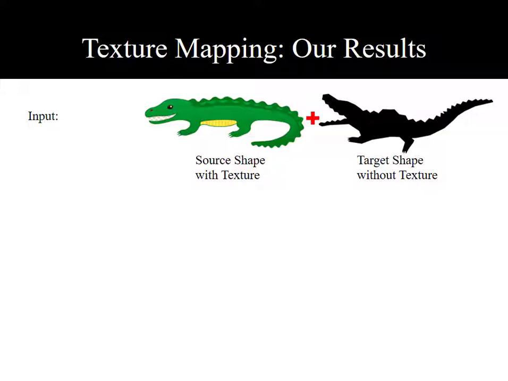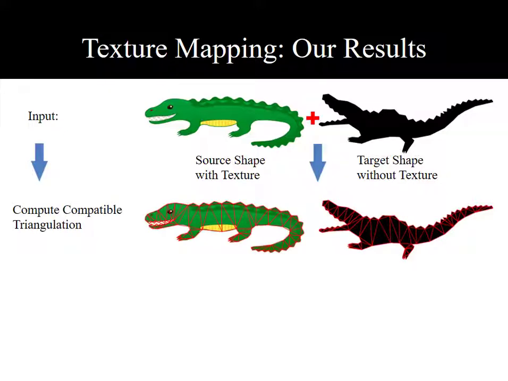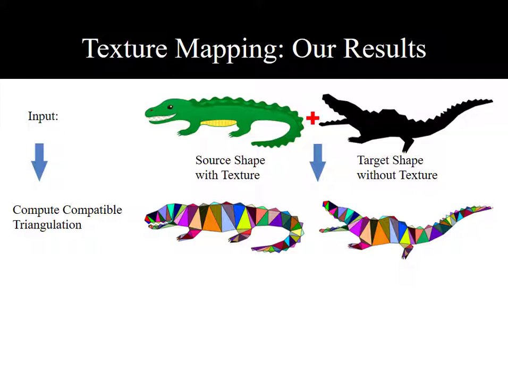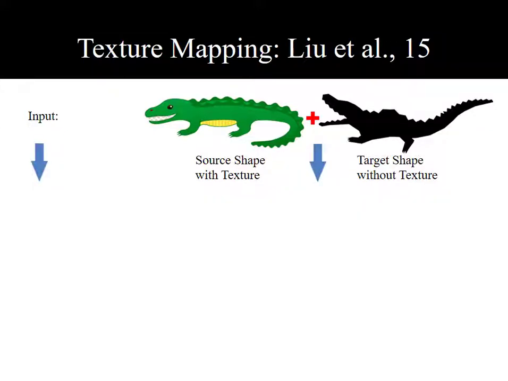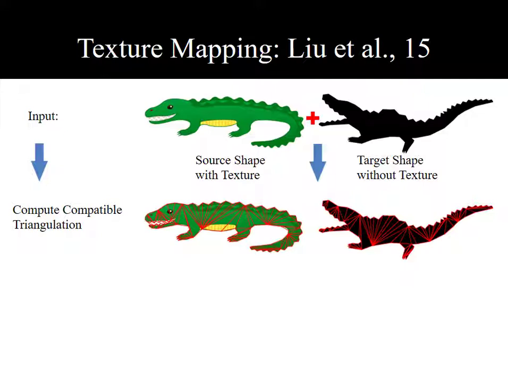Our inputs are the source polygon with texture and the target polygon without texture. We then compute the compatible triangulations to build a bijection between the two polygons. With the compatible mesh, we map the texture of the source shape onto the target shape. This is the mapping result of using Liuyang et al.'s method.